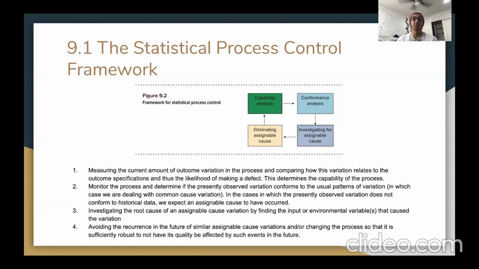Once you investigate the root cause of an assignable cause variation, you can find the input and environmental variables that cause the variation. And to make sure that you have control on your system, you want to avoid the reoccurrence of these variations in the future. And by changing the process, you can make sure that your process is robust, and that way future products will not be affected by it.